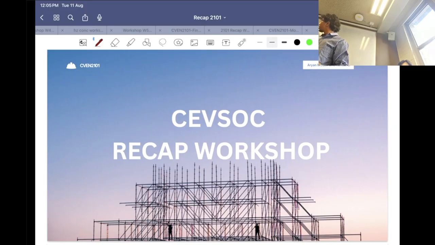So engineering construction. This is going to be a recap workshop. So you've got me, Aryan, and we've got Rando here. The way this workshop is going to be formatted is we're first going to go briefly over the theory, just modules 5 to 9, and then we're going to do the multiple choice questions and then finish it off with the long response questions. Sound good?